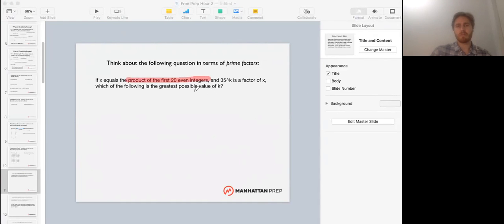Think about what that looks like. So I know that in X, 2 will be repeated at least 20 times and probably a lot more. Okay, I have X over 35 to the K, right? I'm told that 35 to the K is a factor of X. Adding up all the exponents of 2, not quite.